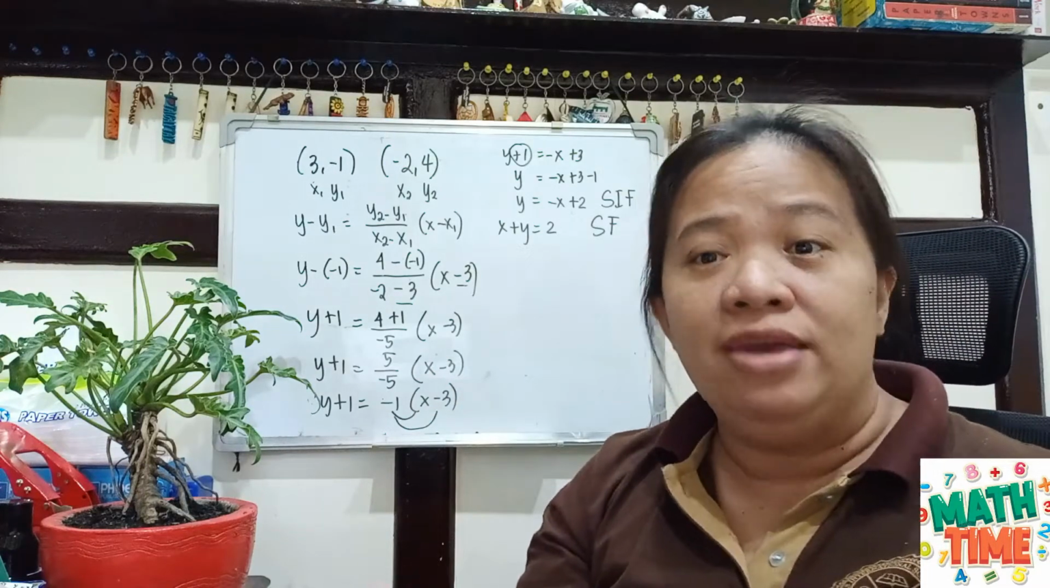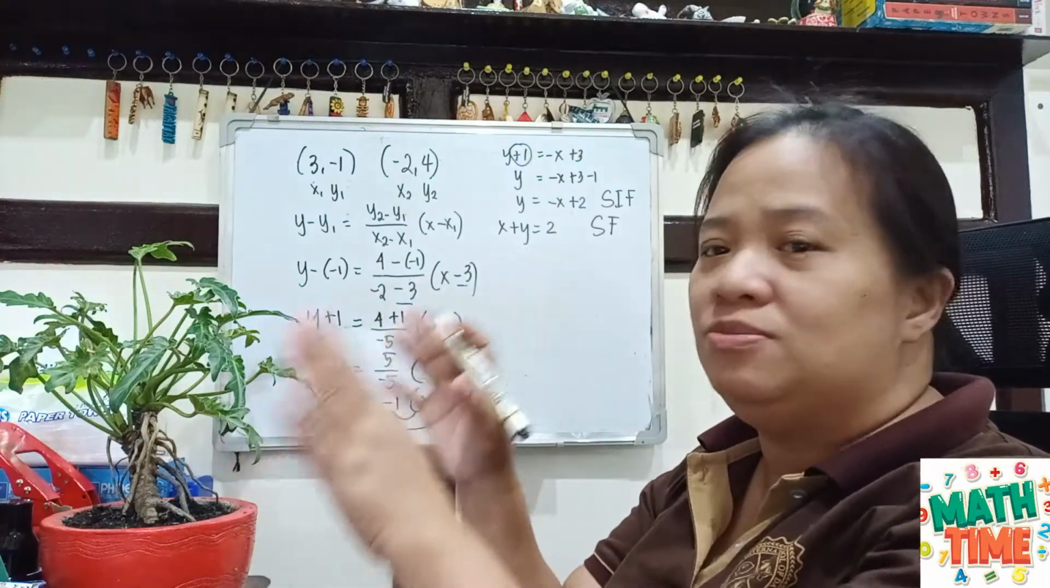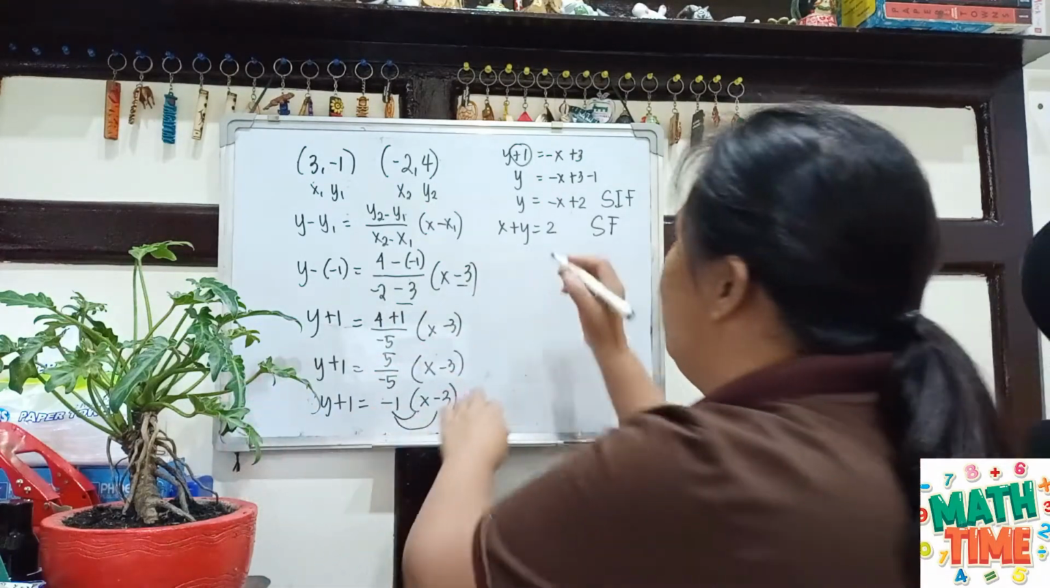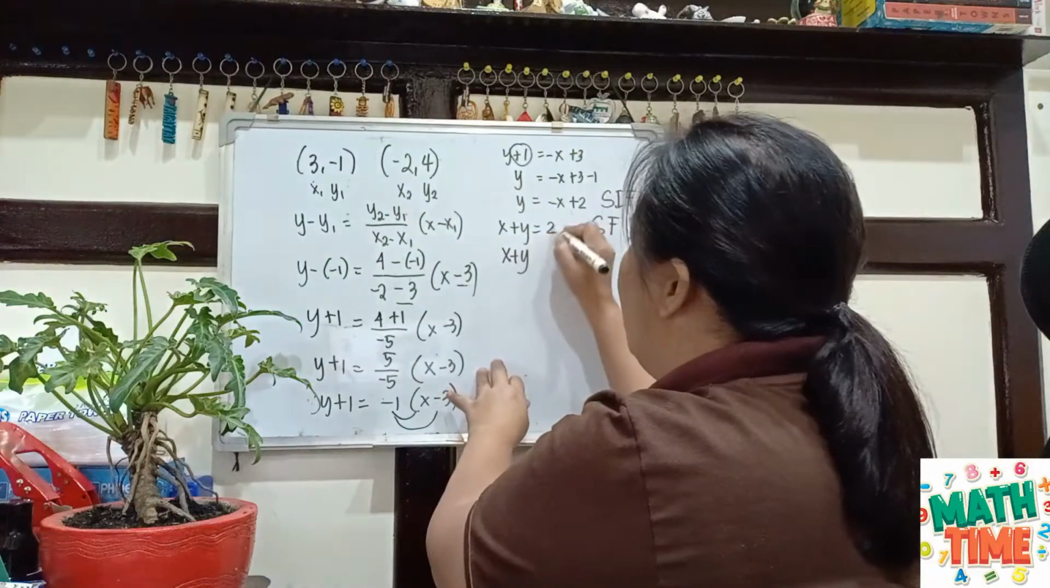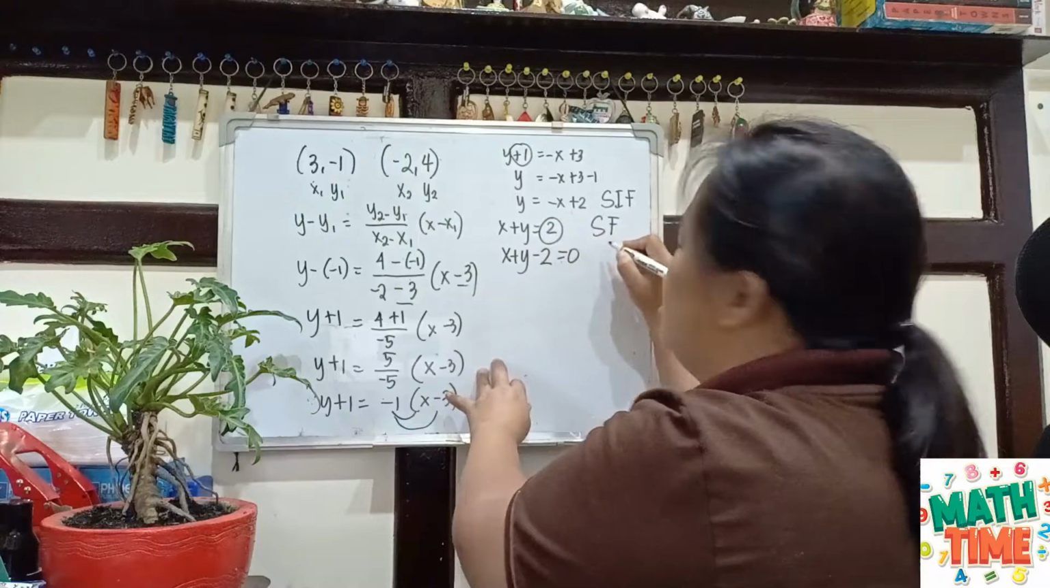If you are going to write it into general form, transpose everything, all the terms on the other side, and equate them to 0. That would be x plus y, positive 2 transpose to the other side would become negative 2 equals 0.